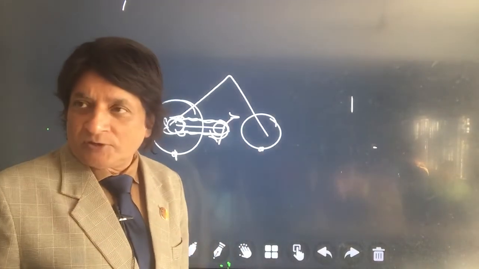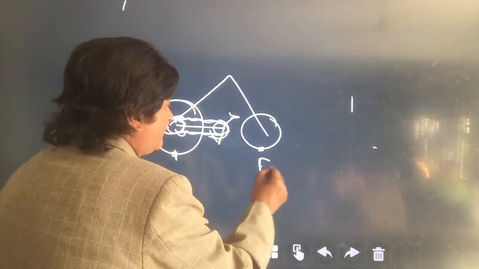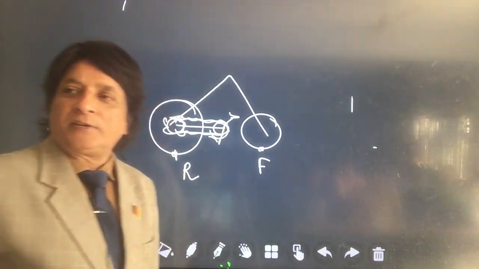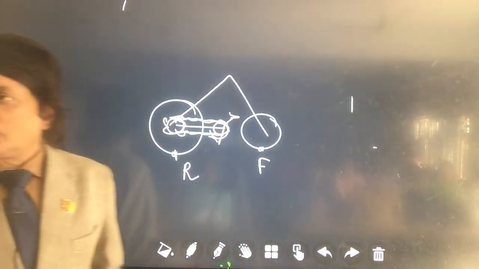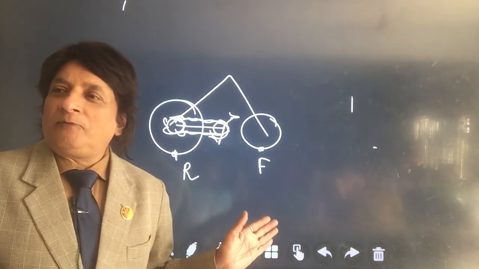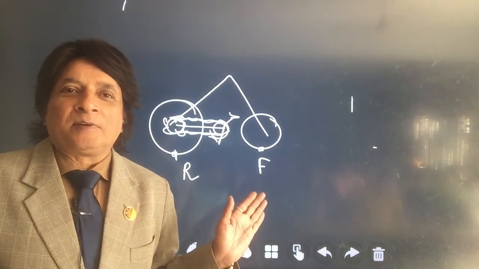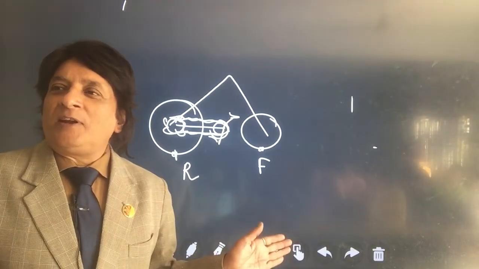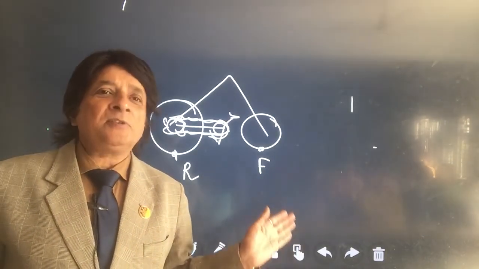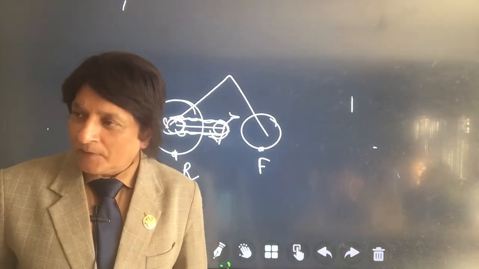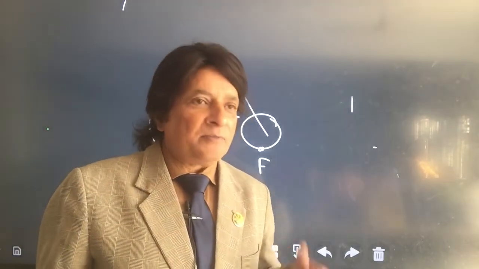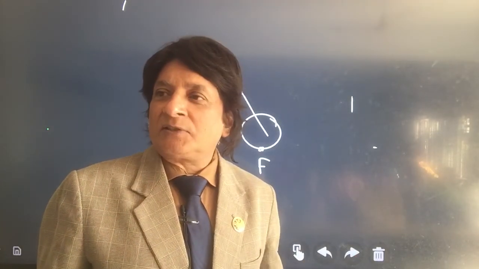So there is a chain, so there is a force of friction here, there is a force of friction here. Guys, now focus. This is a front tire, this is a rear tire. So you have to answer me in the comment box also that in which, front wheel or rear wheel, the friction favors. Is it clear?